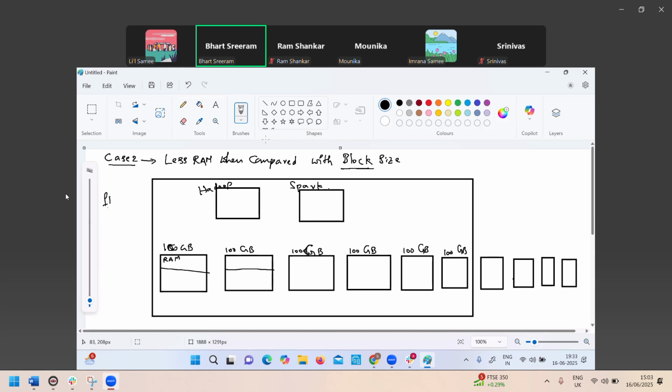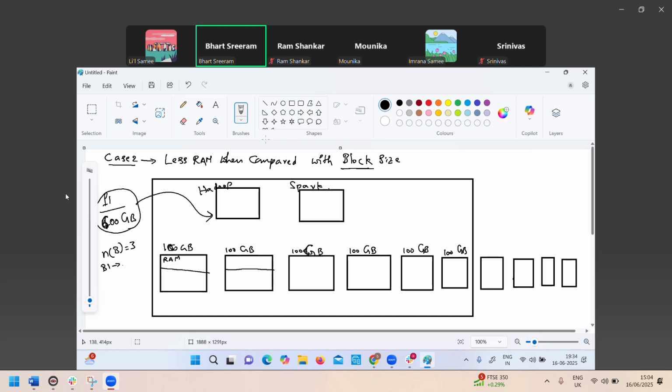Now the F1 file size is 600 GB. If I move this into Hadoop, what will happen? How many blocks? 3 blocks. Yes, 3 blocks.